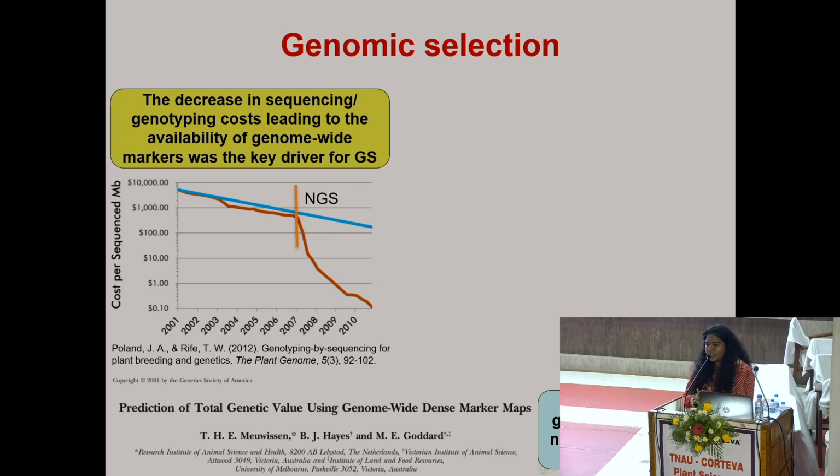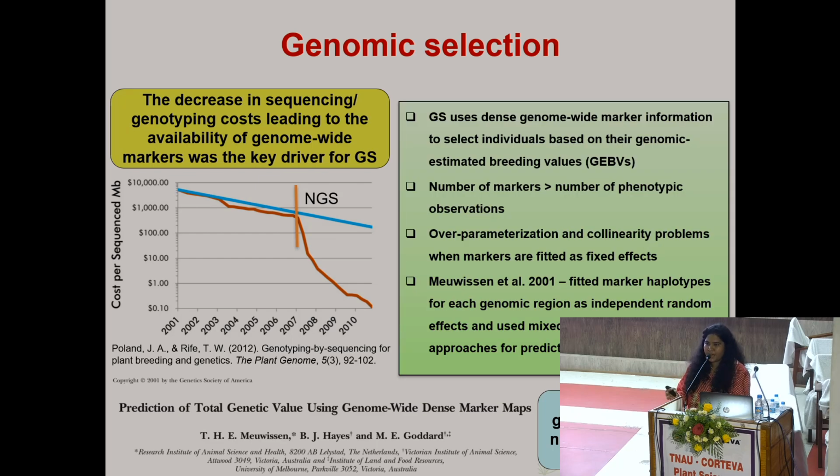What we do in genomic selection is use dense genome-wide marker-based information. Most of us use SNP markers or DArT markers, which are sparsely distributed. But in genomic selection, you can use whole genome-wide, very densely distributed markers for estimating the genomic breeding values of individuals. So instead of looking at the phenotypic performance, we estimate the marker effects or the genomic values of the individuals and use that information, the genomic estimated breeding values, to select individuals.